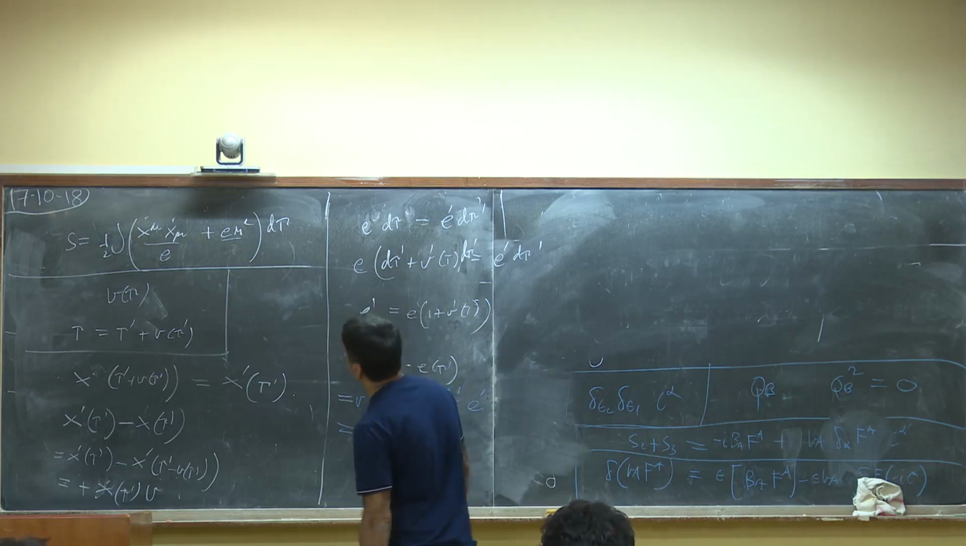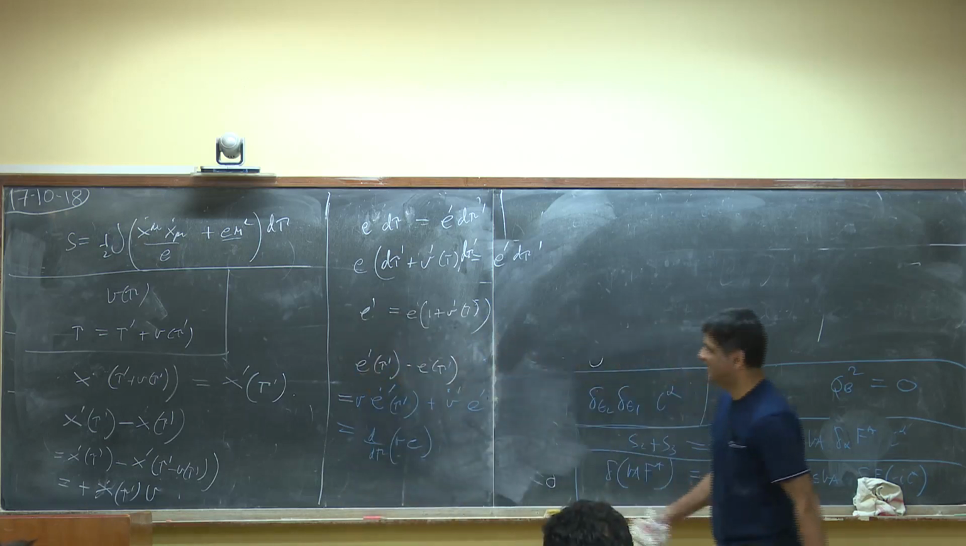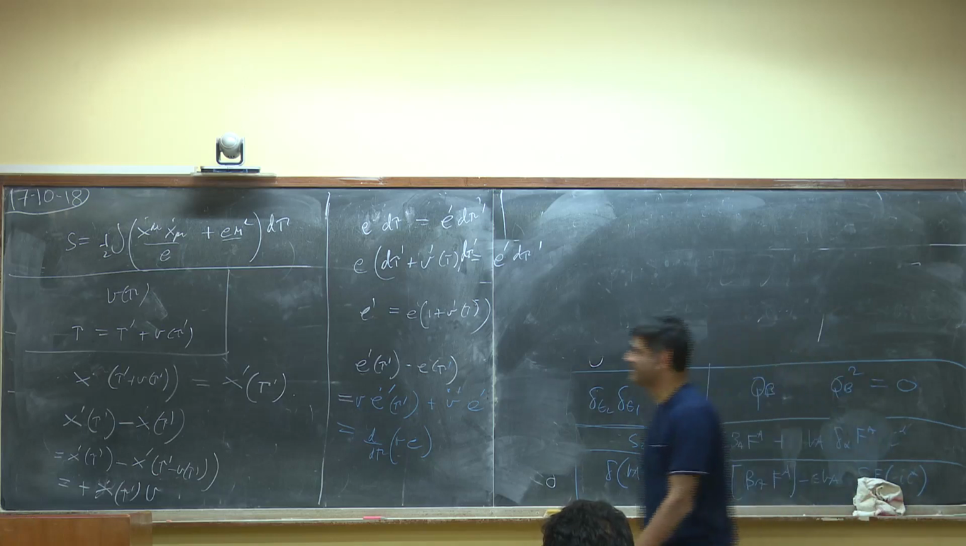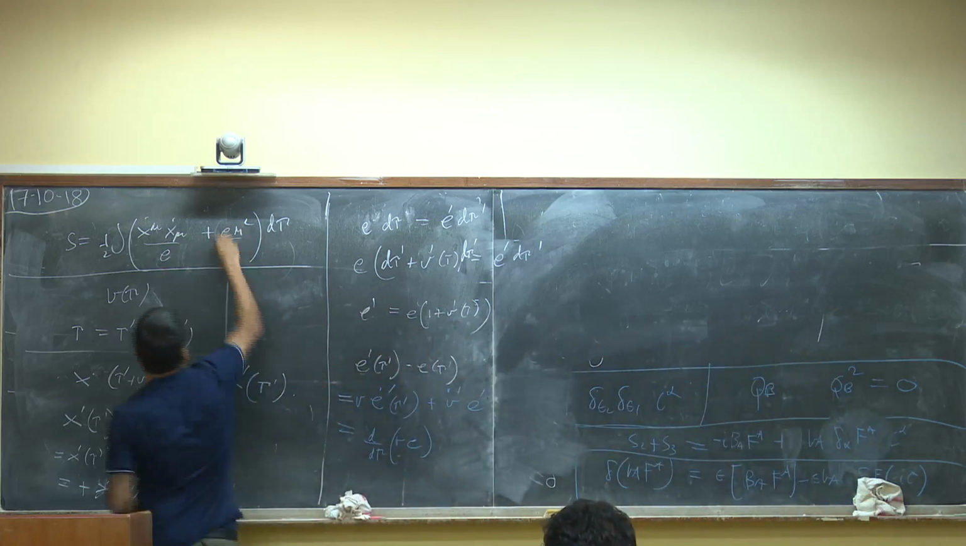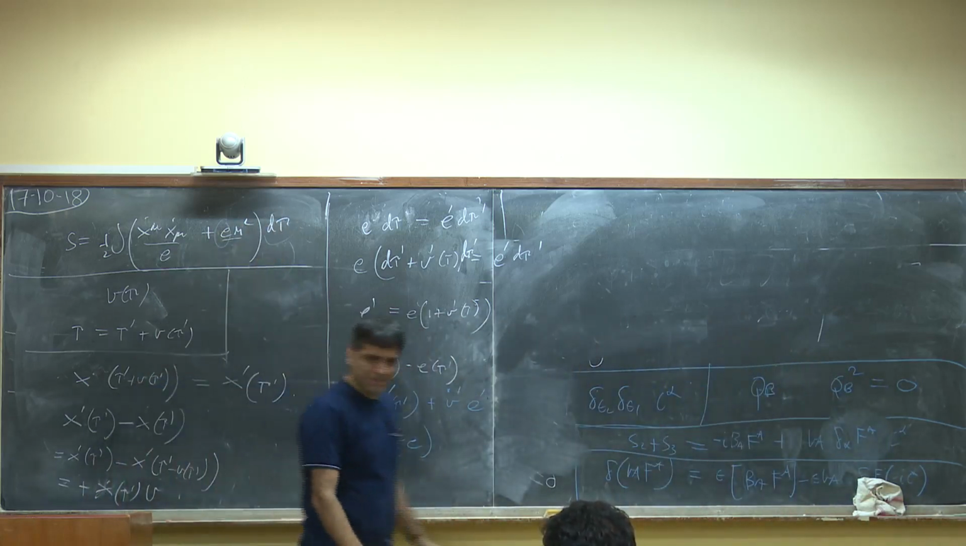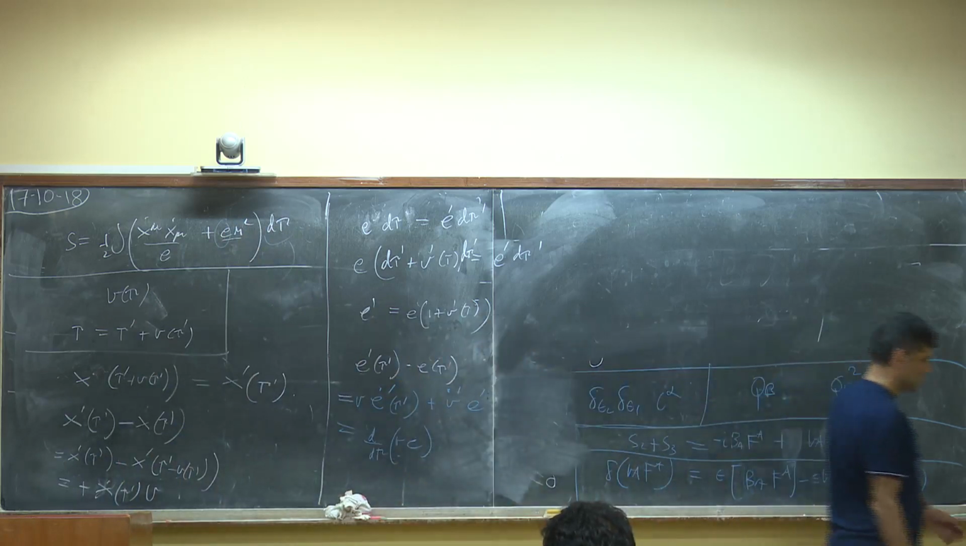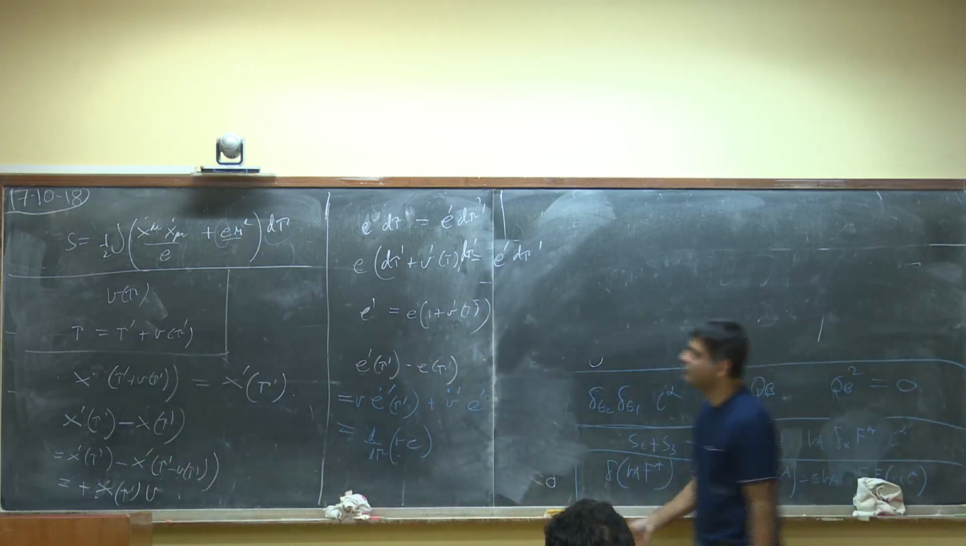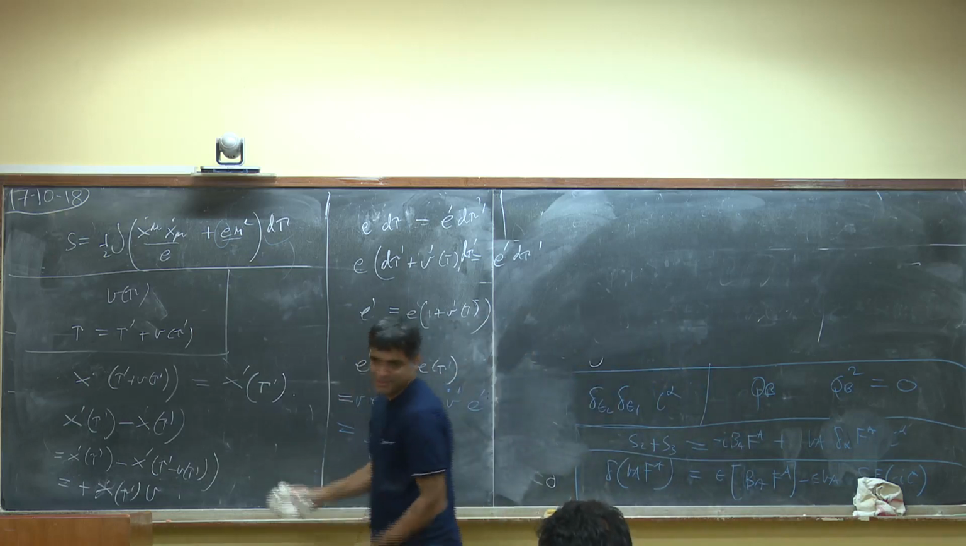This E times N square, okay, good. That had better be a total derivative for that reason. That's a good argument. This should transform nicely. In fact, it will be relevant for BRST invariance of this whole action.